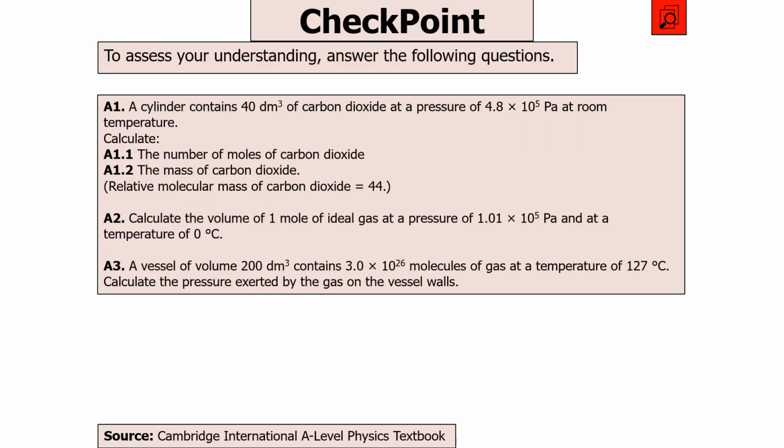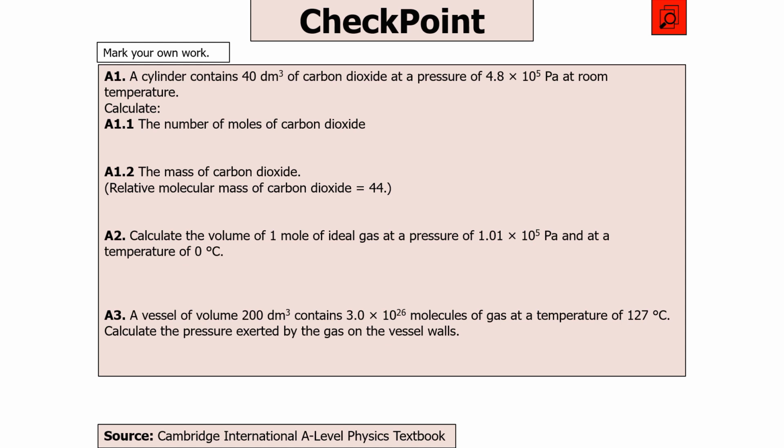The next question says, a cylinder contains 40 decimeters cubed of carbon dioxide at a pressure of 4.8 times 10 to the 5 pascals at room temperature. Calculate the number of moles of carbon dioxide, the mass of carbon dioxide, then calculate the volume of 1 mole of ideal gas at a pressure of 1.01 times 10 to the 5 pascals at a temperature of 0 degrees Celsius. Then a vessel of volume 200 decimeters cubed contains 3 times 10 to the 26 molecules of a gas at a room temperature of 127 degrees Celsius. Calculate the pressure exerted by the gas on the vessel walls. So pause the video now, then unpause the video when you want to go through your answer.